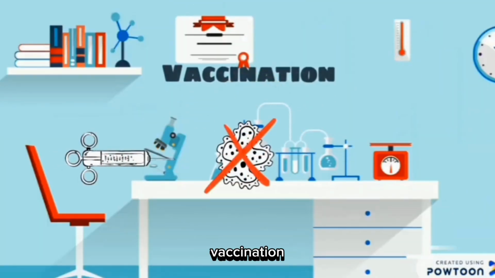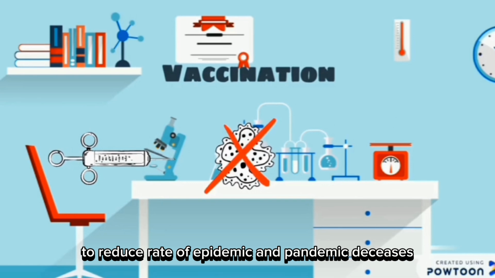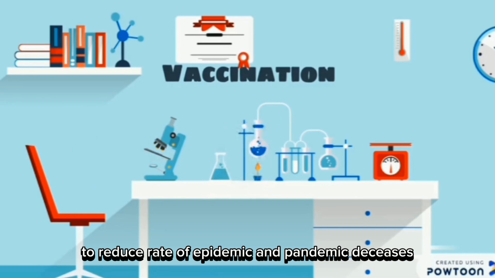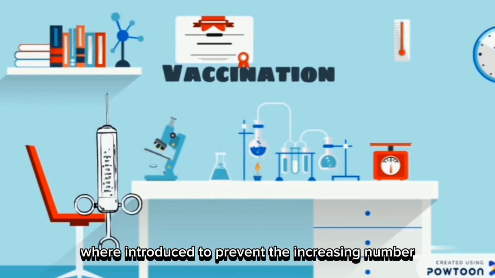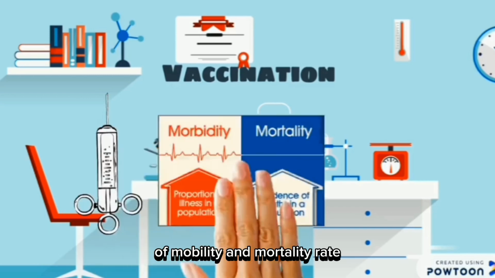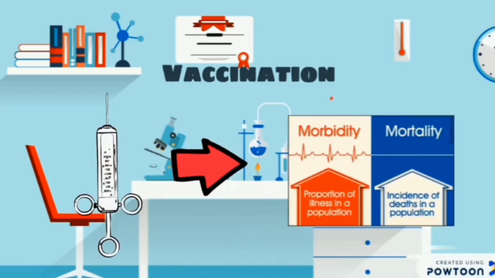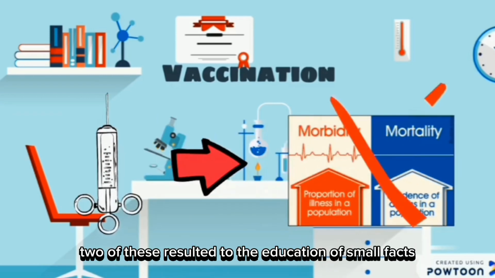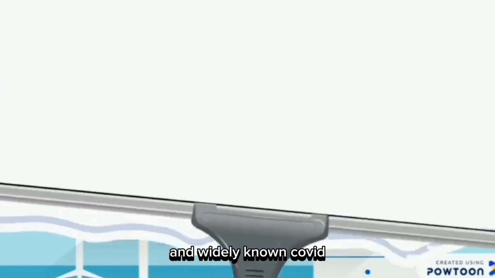Vaccination. Vaccination to reduce the rate of epidemic and pandemic diseases was introduced to prevent the increasing number of morbidity and mortality rate. Two of these resulted in the eradication of smallpox and the widely known COVID-19.